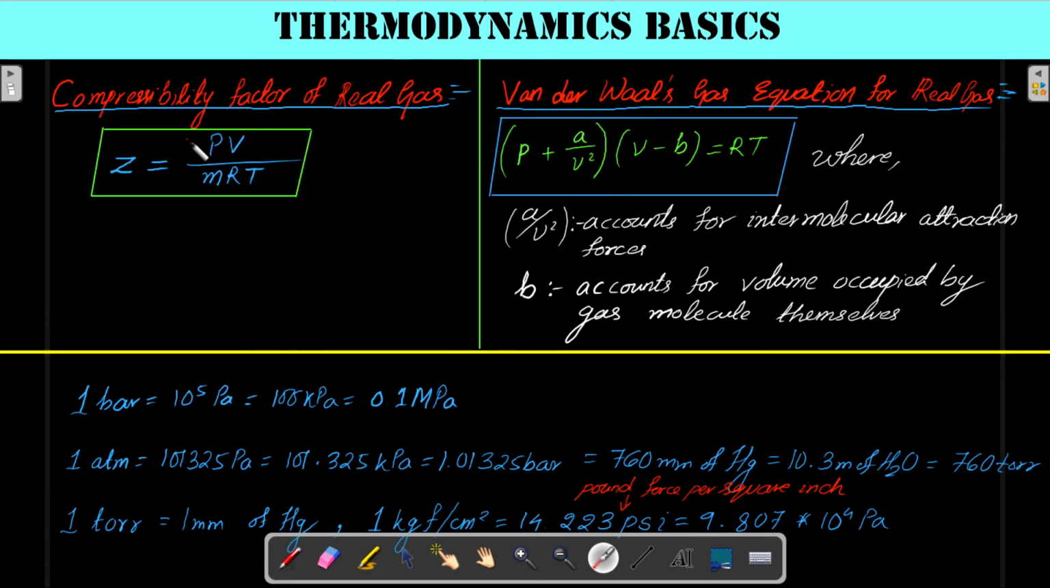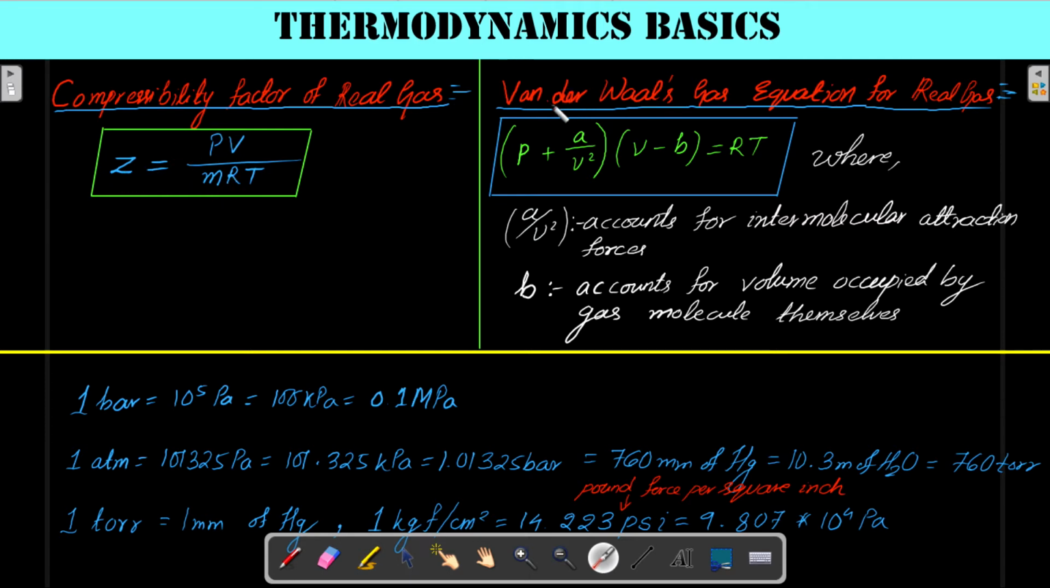What is the compressibility factor of real gases? We have seen ideal gases, and now it is real gases. Z equals PV upon nRT. So this Z value is the compressibility factor. The amount it deviates from the ideal gas, that is the compressibility factor. That value equals PV upon nRT.